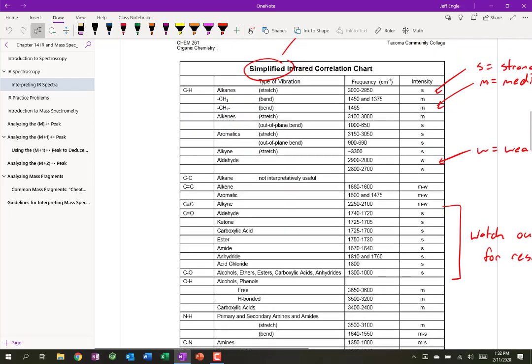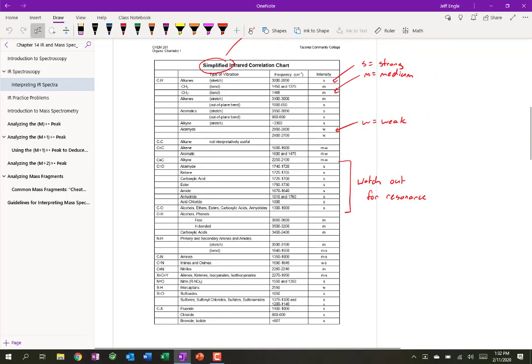What I will say is the most common mistake that students make with IR is they look at their IR spectrum and they try to find every single peak and correspond every single peak to what's on this chart. That's a really bad way to go about it, right? Instead, what I do is I try to approximate in my mind where the peak should be and then use this in any situations where I'm a little uncertain.